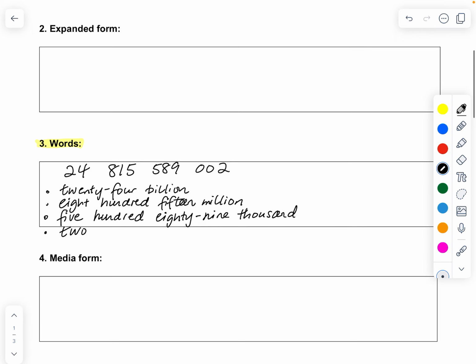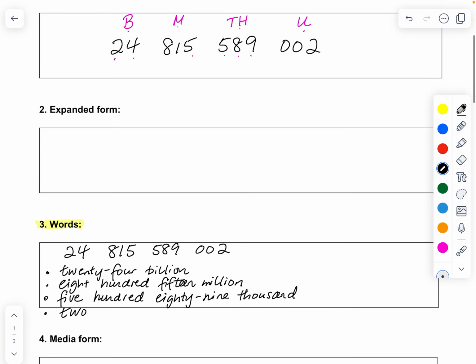Okay, I'm going to go back up to expanded form. Expanded form you would have seen in the past too. If you think about expanded form and its definition, essentially what it's doing is that you are expanding the number to show the value of each digit.